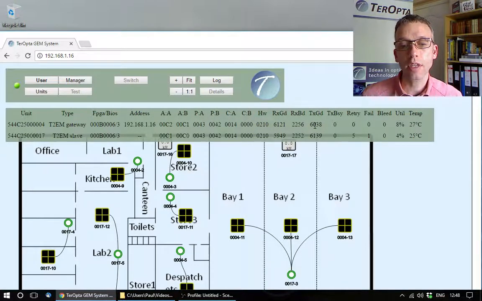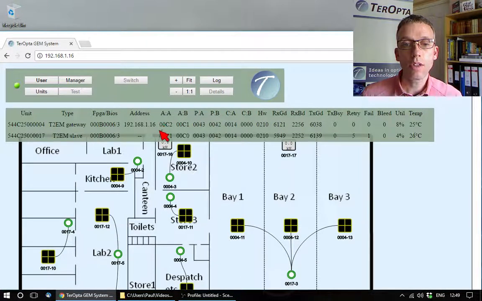On the right hand side there's some diagnostic information relating to the Powerline communications interface, normally not required in normal usage, and then on the right hand side there's a temperature column which shows the internal temperature that each of the units is experiencing, which again could be useful for diagnostics.